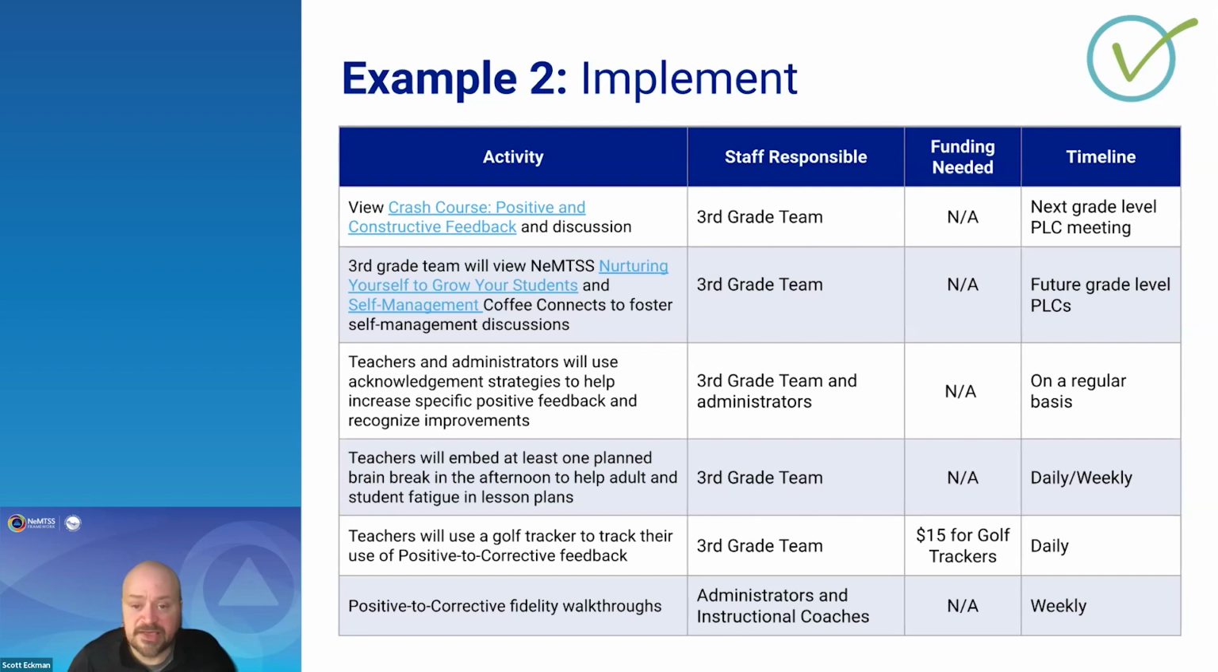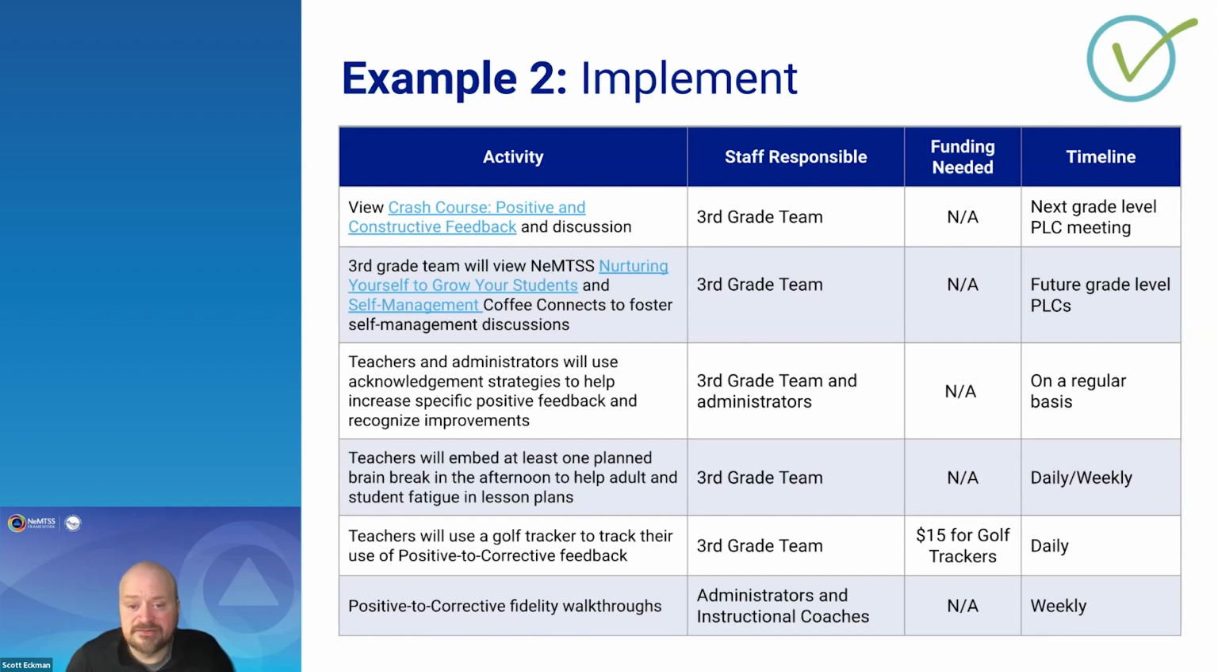The third grade teachers and the administrators are also committing to using various acknowledgement strategies like the ones mentioned earlier in the webinar to help increase that specific and positive feedback and recognize improvements over time. Finally, the third grade teachers are also holding themselves accountable to embed at least one planned brain break each afternoon within their lesson plans to help address maybe that afternoon fatigue that they're seeing.